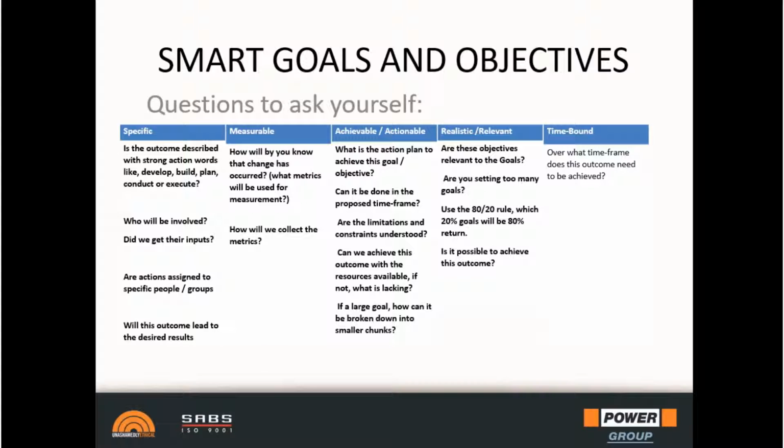Last but not least, time-bound. For your goal to have any chance of being achieved, it must have an end date. An end date allows you to monitor progress. Now that we know the difference between goals and objectives, what questions to ask to evaluate and test your goal, let's take a look at a goal with a SMART objective.